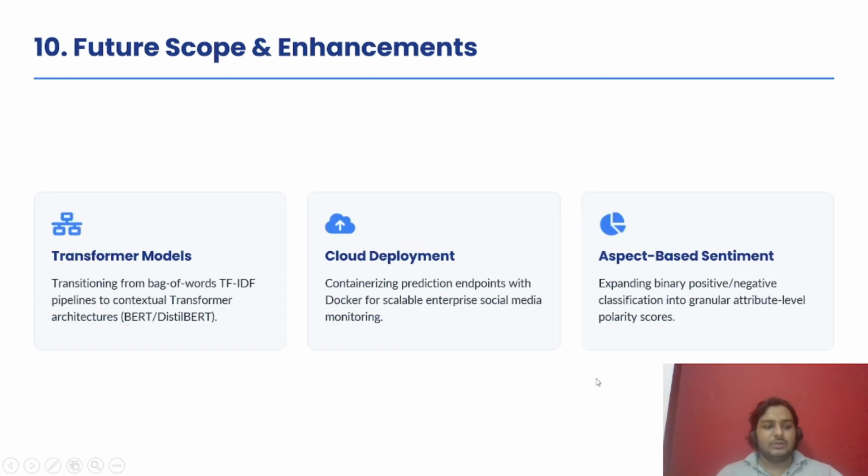Looking toward future improvements: transformer models, upgrading from bag-of-words TF-IDF to fine-tuned contextual transformer architectures like BERT or DistilBERT; cloud containerization, Dockerizing the prediction endpoint for scalable enterprise deployment; and aspect-based sentiment, expanding the binary sentiment classification into granular attribute-level polarization.